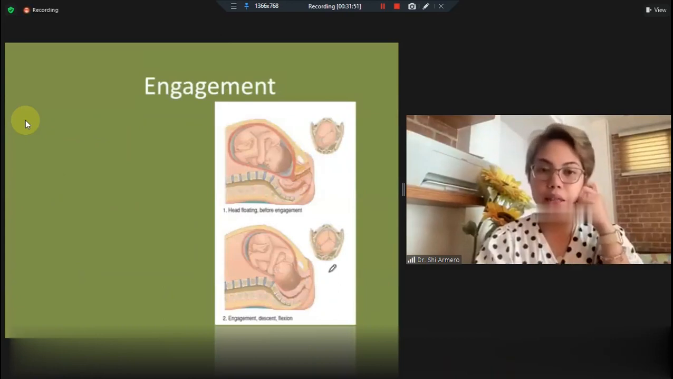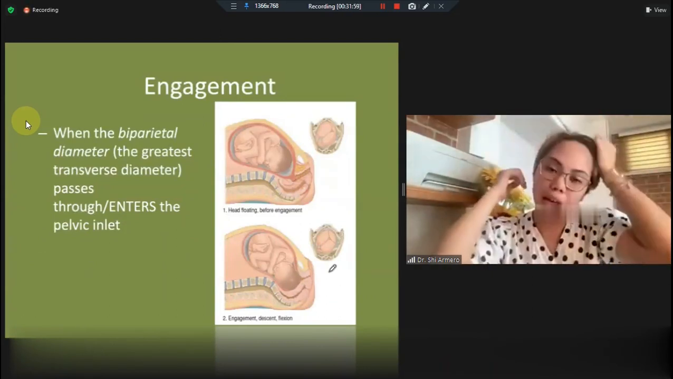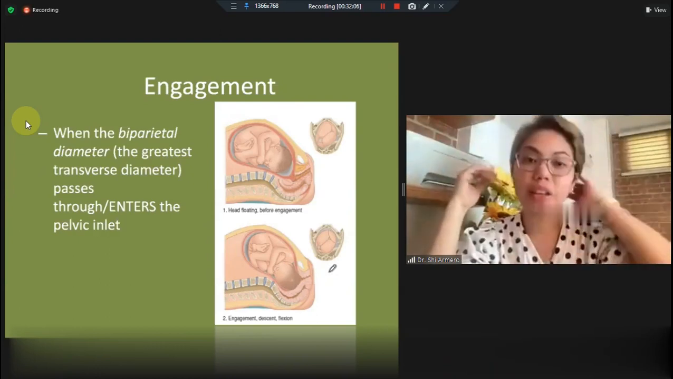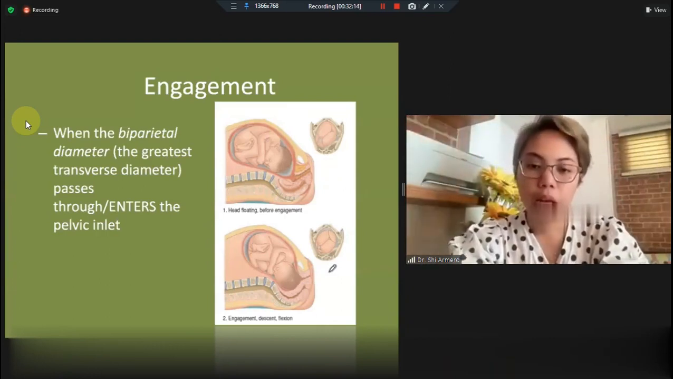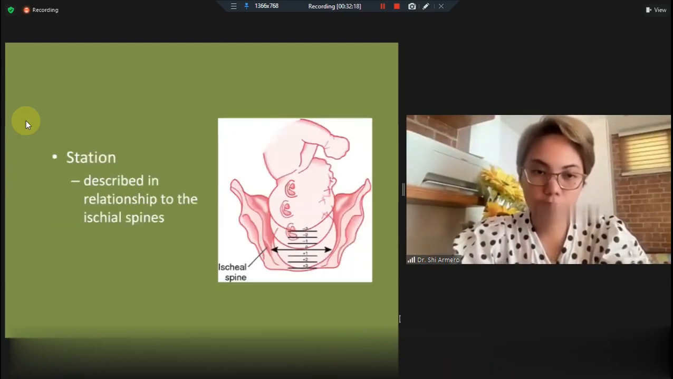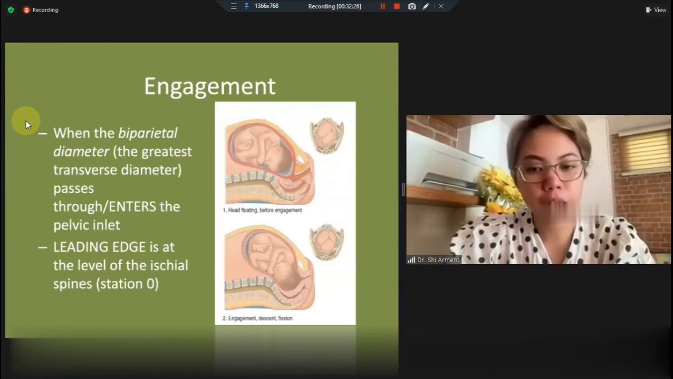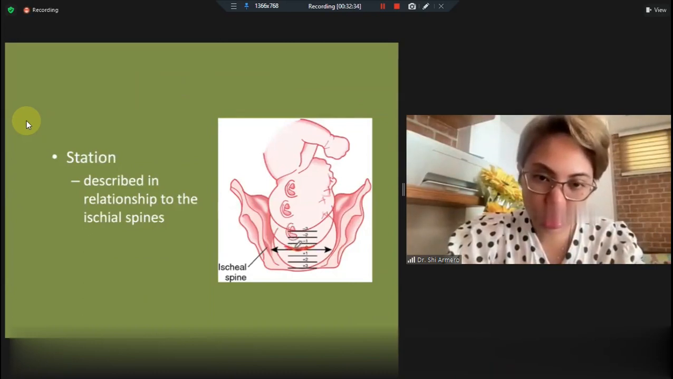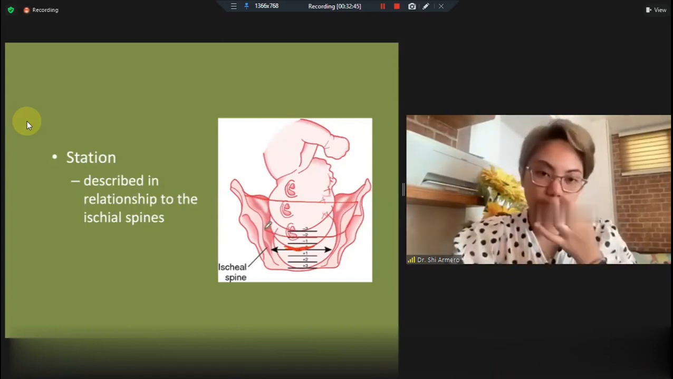Okay. Engagement is when the biparietal diameter of the head passes through or enters the pelvic inlet. The act of entering, okay, pag si head naka-enter sa pelvic inlet, the biparietal diameter is already at the pelvic inlet, then that's already engagement. So the question is, how about this, leading edge? Kasi sabi dito, leading edge is at the ischial spine, so nasa station 0 na. So like this, pag si leading edge or tip of the head is already at the ischial spine, the head has already engaged kasi nakapasok na siya sa inlet. It has entered the inlet already, si biparietal diameter, okay?